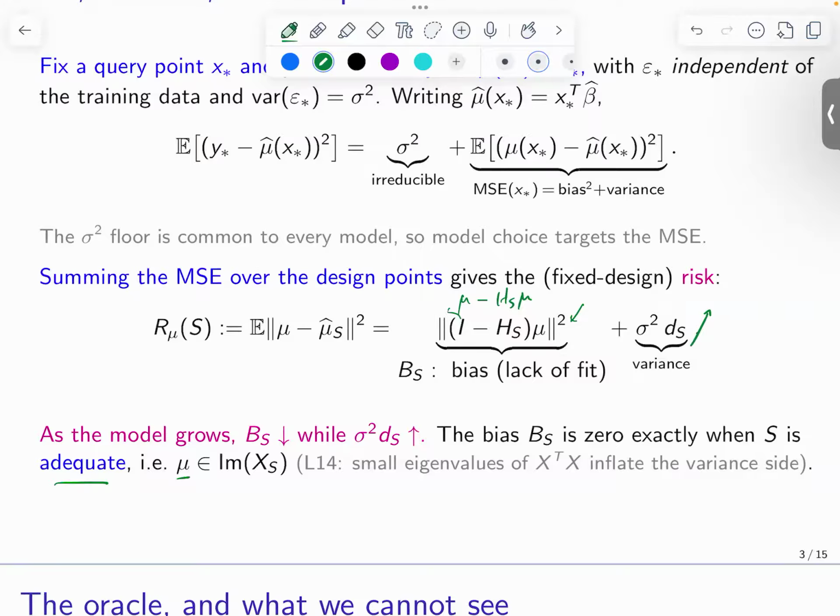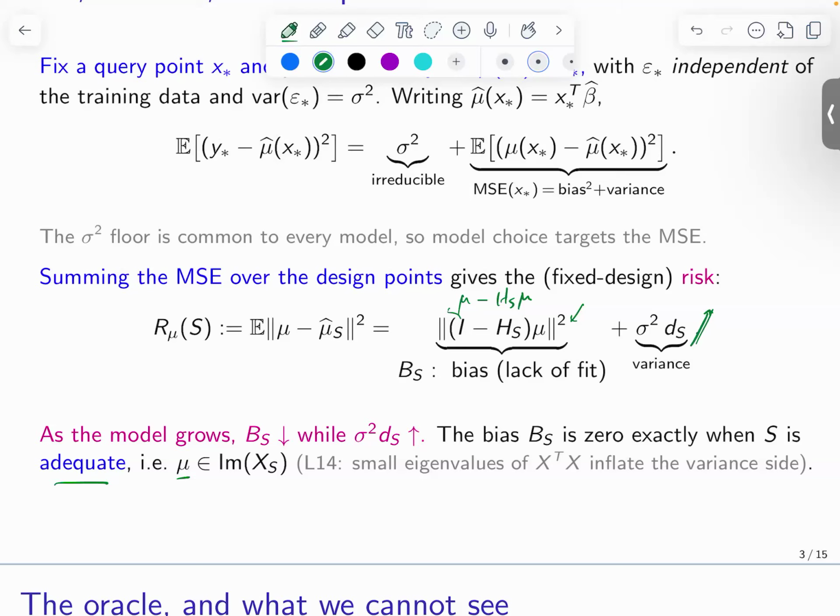Okay, so mu would be equal to H_S mu, because when you project it, it's not going to change. So the bias will go away. So models for which the image of X contains mu will not have the bias. But at that point, if you keep adding more predictors, this part is going up, so there's no point in doing that.